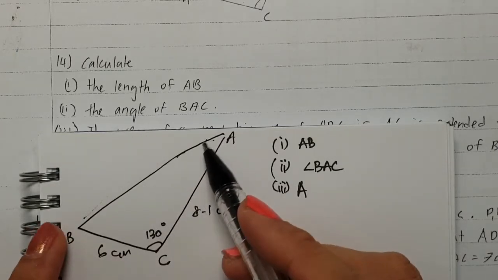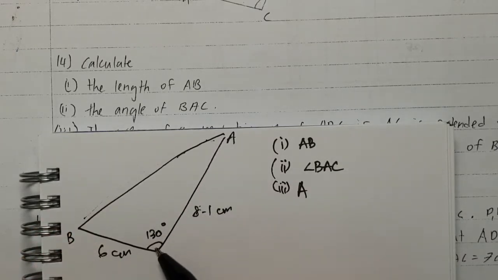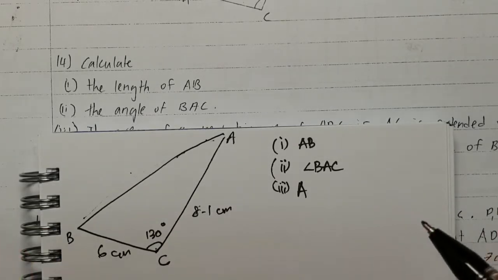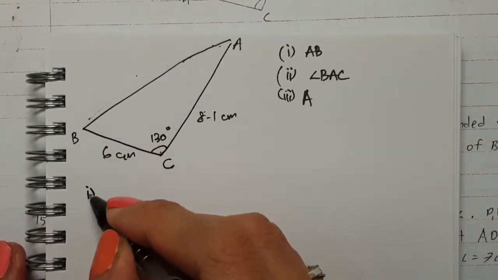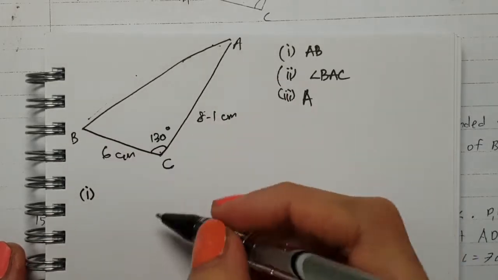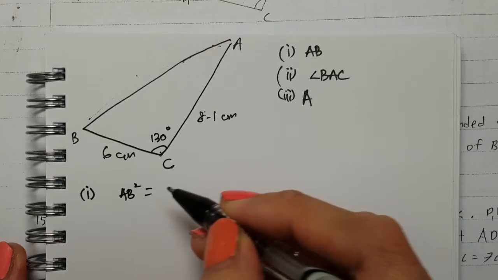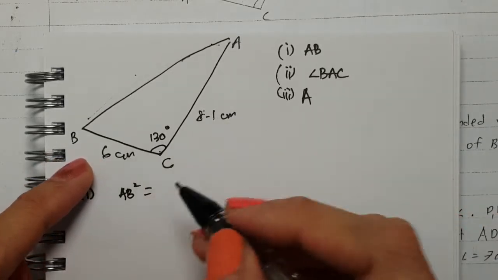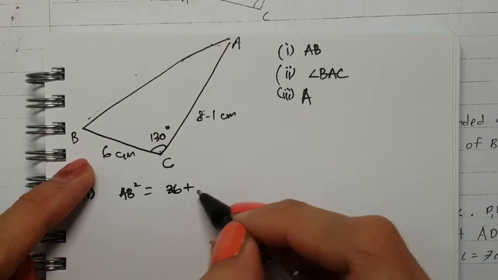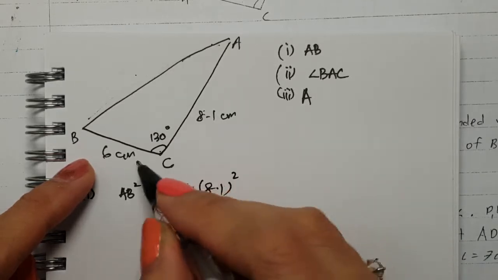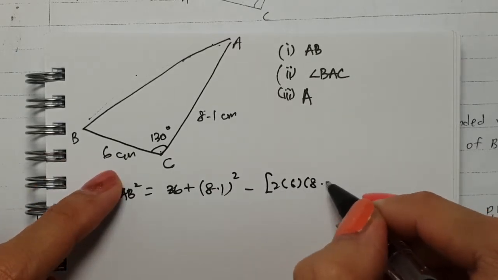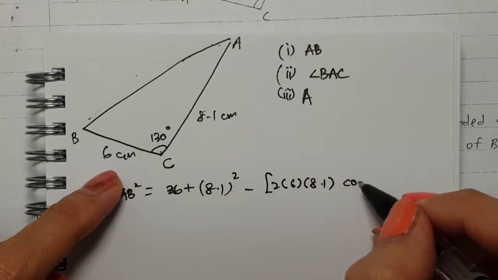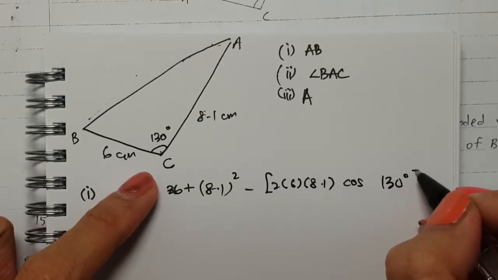To solve this one, do you notice that I have two sides and an included angle? This is the opposite one, so we can use the cosine rule. Therefore, let's use the cosine rule right away. The cosine rule states that c squared, which is AB, so AB squared equals the sum of the squares of the two sides, 6 squared plus 8.1 squared, a squared plus b squared, minus 2ab cos C, which is cos 130 degrees.